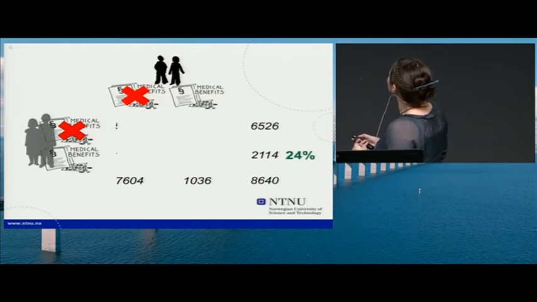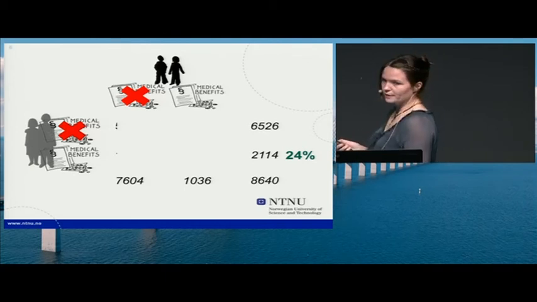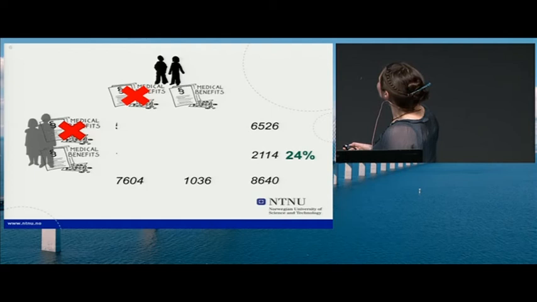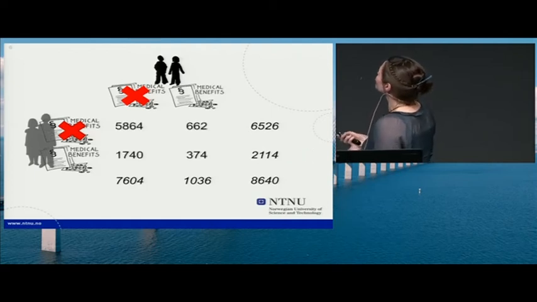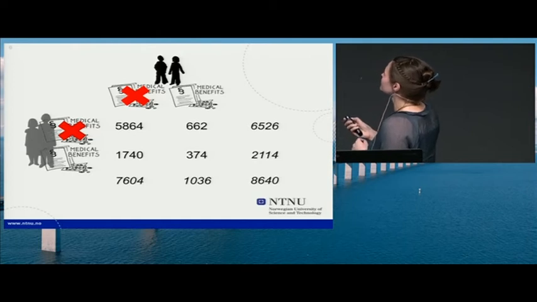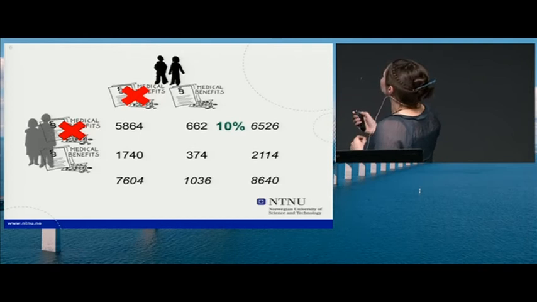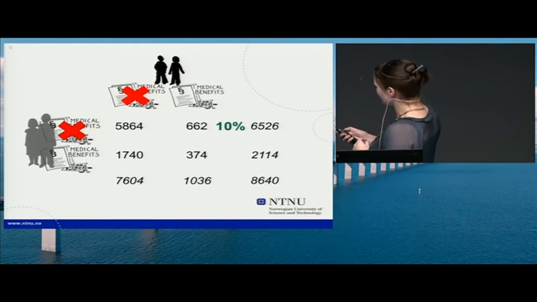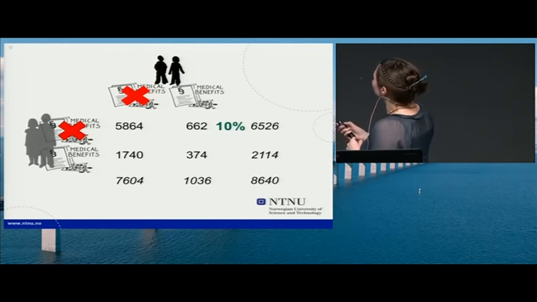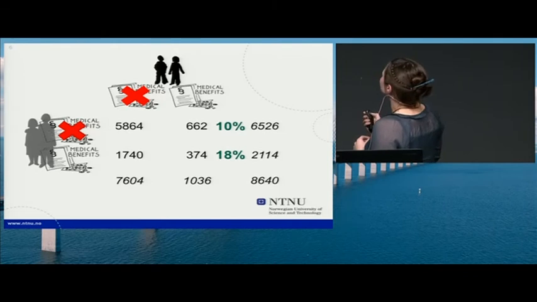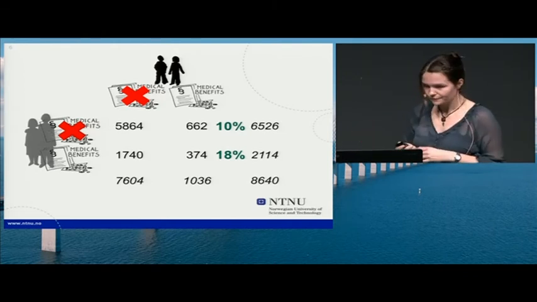Almost 24% of the cohort had parents who received benefits. And you can see in the group of adolescents with parents without benefits, 10% of the adolescents later received benefits, while in the group with parents on benefits, 18% later received benefits.